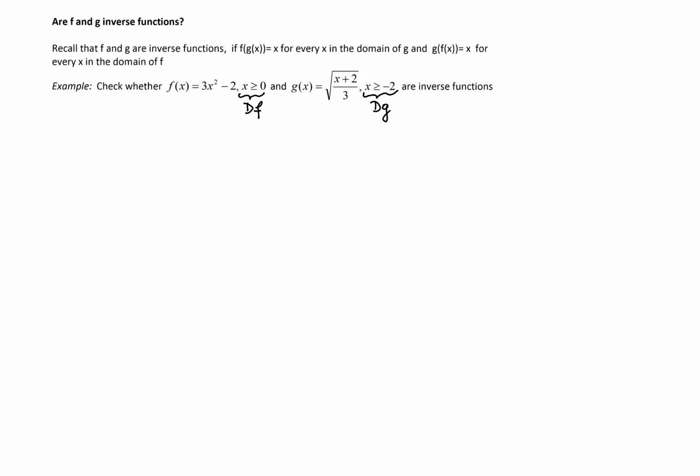So let's check first that the composition f and g is identity for every x in the domain of g. So suppose that x is greater or equal negative 2. Then we'll look at the composition f of g of x. F of g of x is going to be f of square root of x plus 2 over 3.